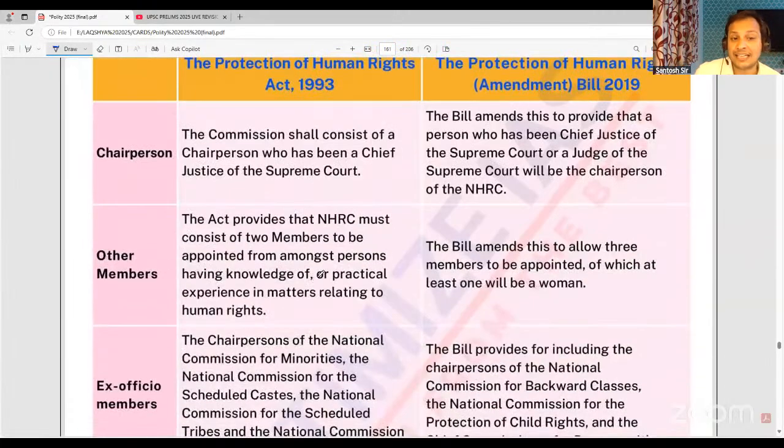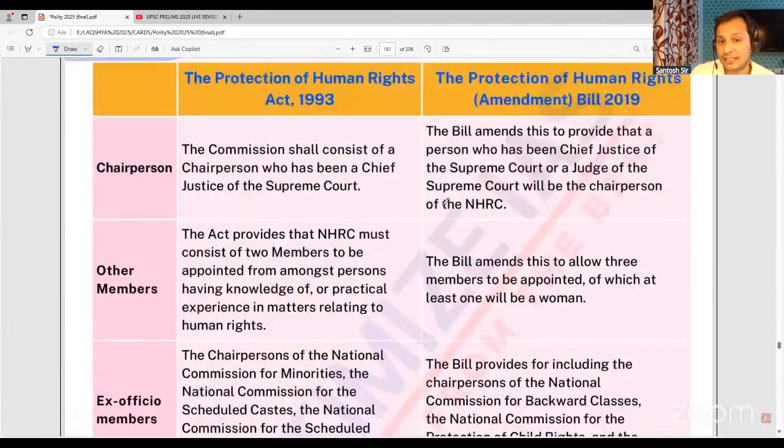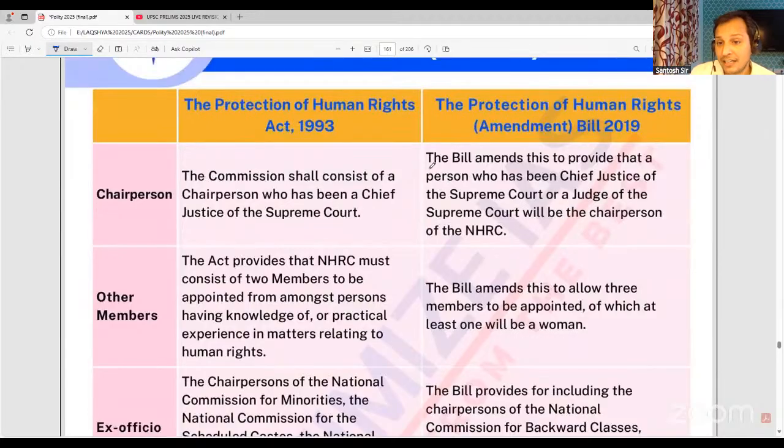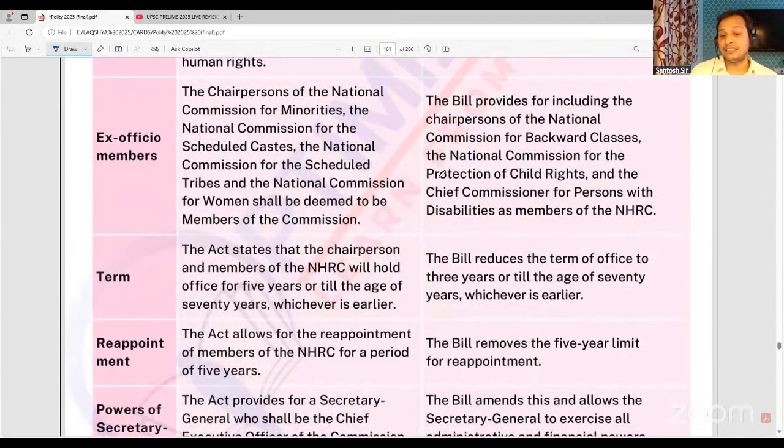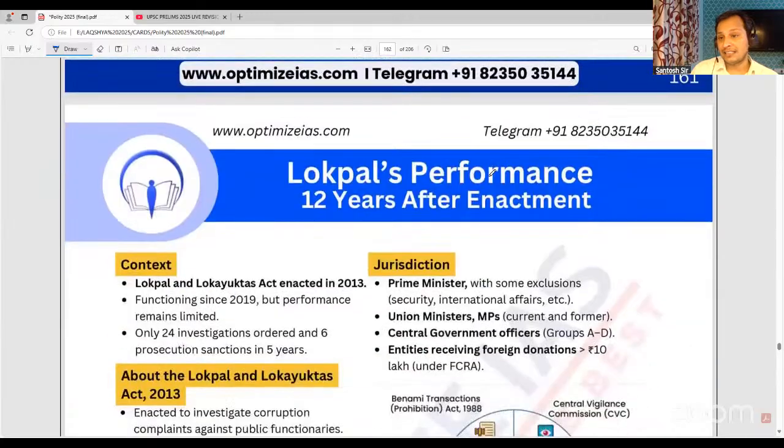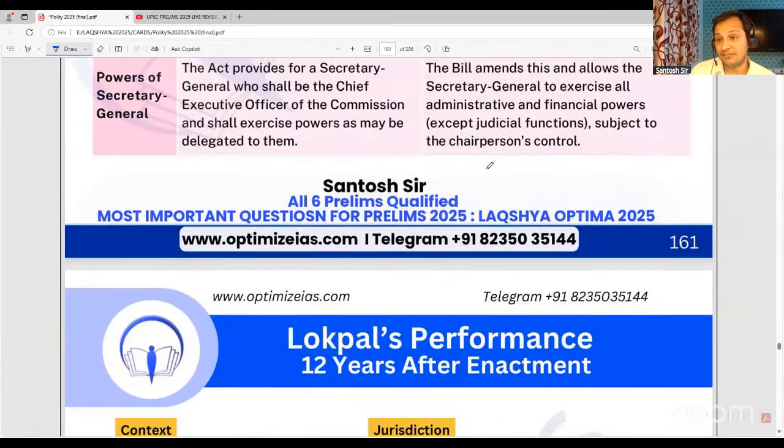Then guys, NHRC, as I told you, is also a very important one. Again, this was also amended. NHRC was also amended. What was the amendment in 2019? What kind of changes were brought to the NHRC? You should know that also. This is also very, very important.